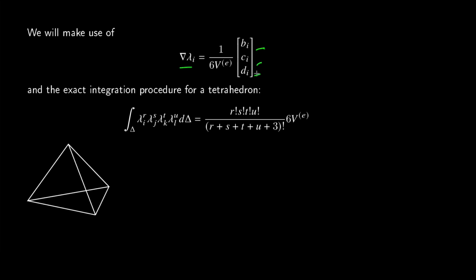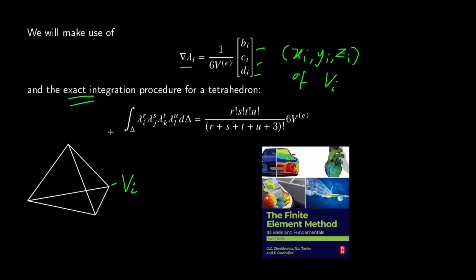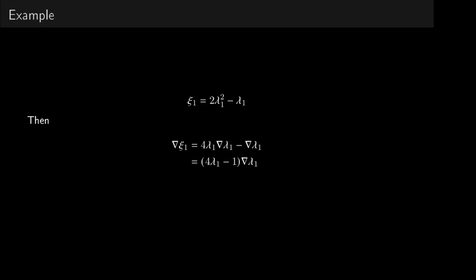We make use of this expression of the gradient of lambda, that is the natural coordinates, in terms of b_i, c_i, and d_i, and they are related to the vertex coordinates of this tetrahedron. The integration is evaluated exactly, and this is the formula for the tetrahedron. You can find this formula in any good FEM book, like this famous Zienkiewicz book. Let's have an example here.